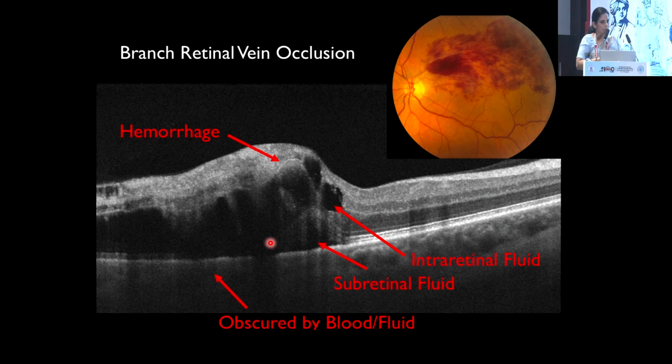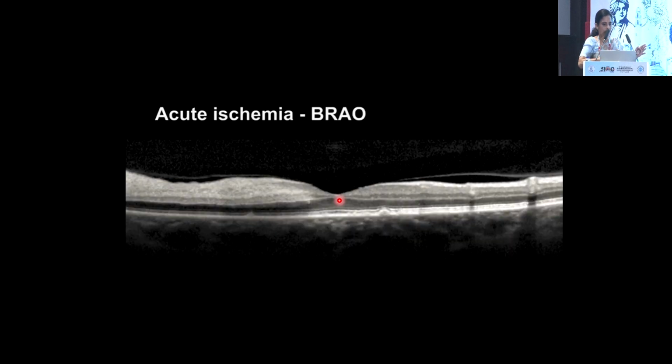A branch retinal vein occlusion, I said, will always show edema on one side of the fovea, always. So just by seeing this OCT, you can say it's a branch retinal vein occlusion. Again, you see there is shadowing because of the blood in the intraretinal layers. There's shadowing of all these layers here. And this is intraretinal fluid. These are cystic spaces in the retinal layers.